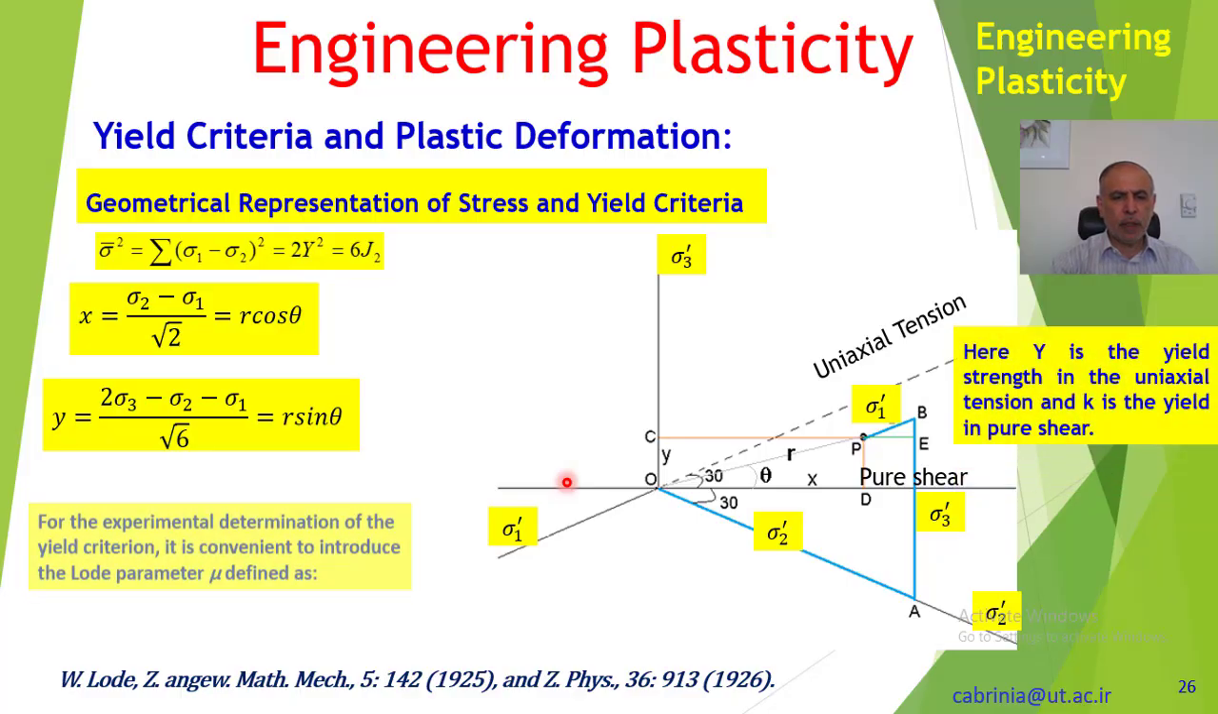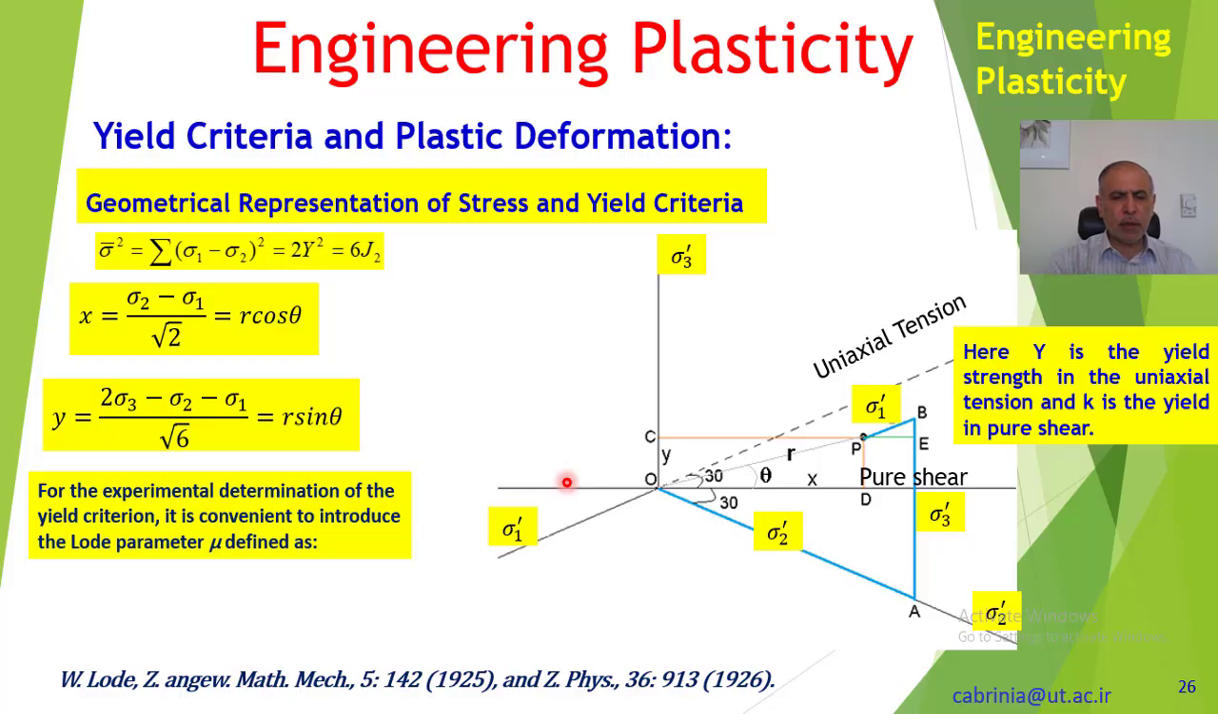Okay, now then, for experimental determination of yield criterion, it is convenient to introduce the load parameter mu defined as this. Now this is the paper by Lode. If you can get it and read it, it would be very nice, but I think it may be in German, I don't know. I may get it for you and upload it to have a look at it. Now mu is minus root 3 tan theta.